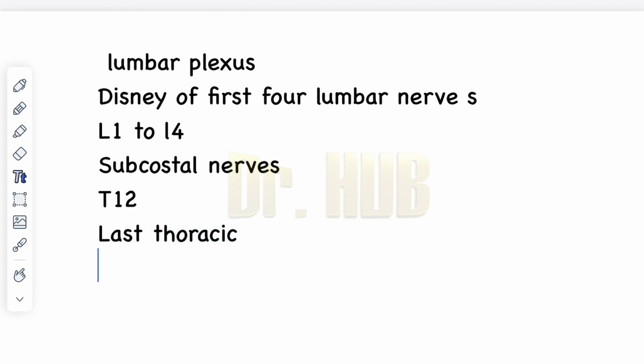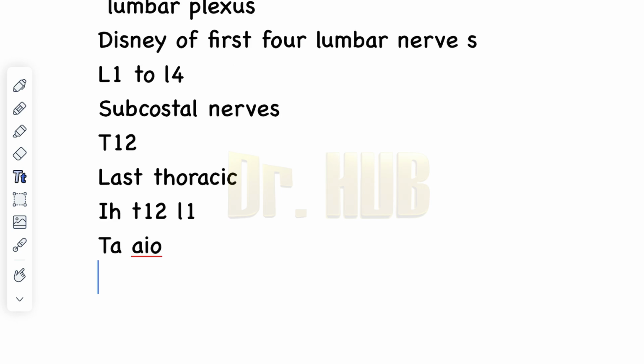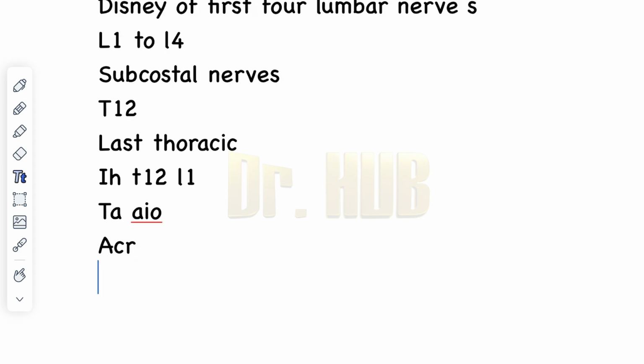Next we are going to look at the nerves, the root values, the innervated muscles, as well as the cutaneous branches. The first is the iliohypogastric. The root value includes T12 to L1. The innervated muscles include the transverse abdominis as well as the abdominal internal oblique. Then come the cutaneous branches: the anterior cutaneous ramus, also known as the ACR, and also the lateral cutaneous ramus.